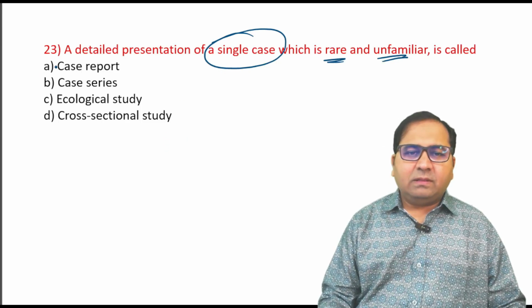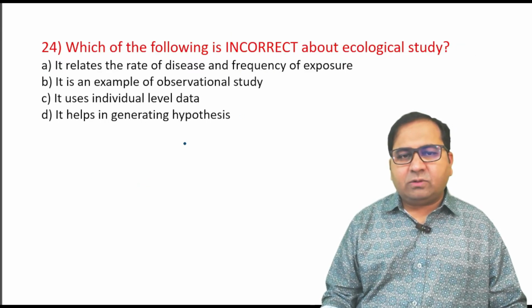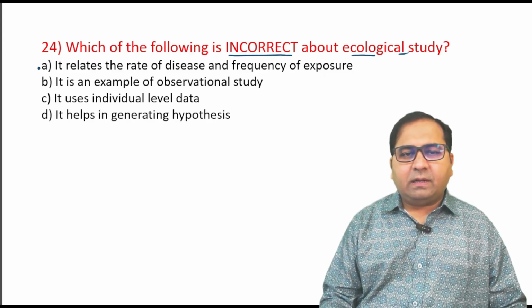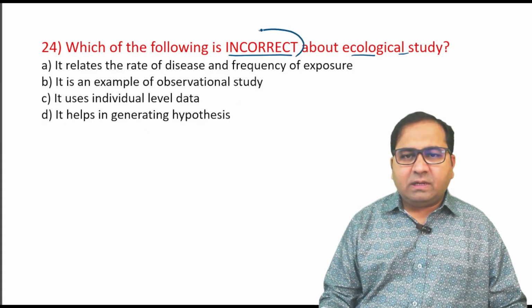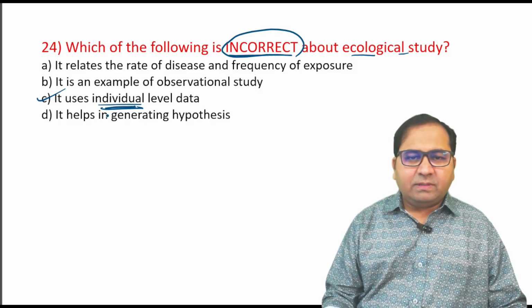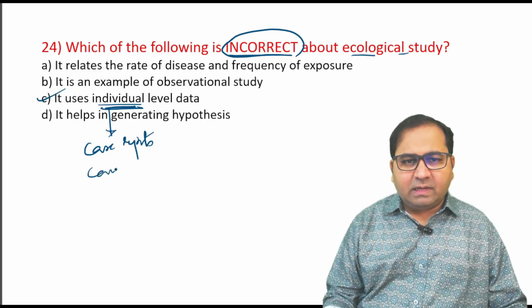The answer is very simple. They themselves have mentioned in the question. It is A. Case report. Next question. Which of the following is incorrect about ecological study? The options are A. It relates the rate of a disease and frequency of exposure. B. It is an example of an observational study. Or C. It uses the individual level data. Or D. It helps in generating the hypothesis. So what is incorrect about ecological study? The answer is C, that it uses individual level data, because individual level data is for case reports or case series.